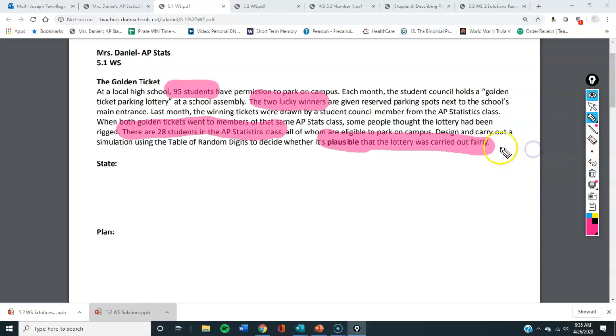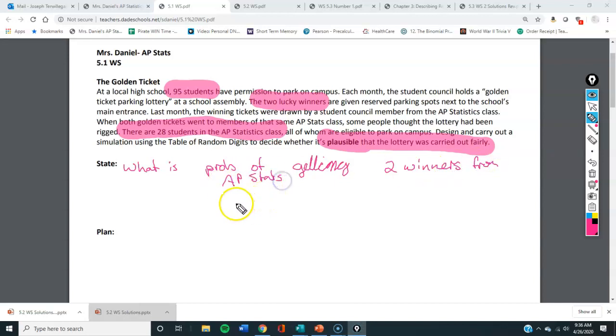State, plan, do, conclude. We aren't going to be doing any significance test. This is just a basic simulation. So let's do our state. So what are we trying to find? You're trying to find the probability of getting 2 winners from AP Stats, aka we're finding the probability that X equals 2, where X is winners from AP Stats.